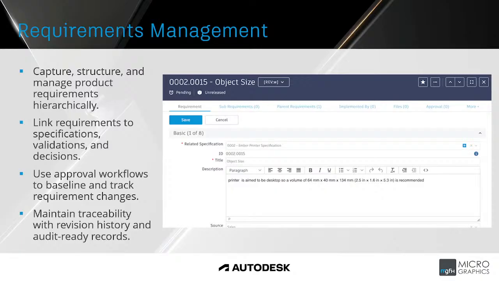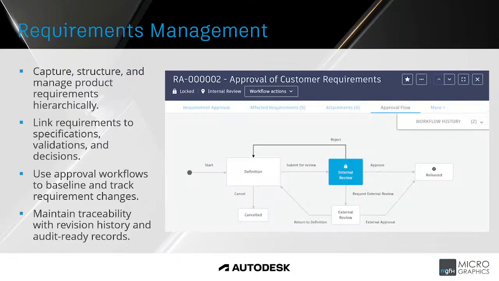Then approval workflows will allow teams to baseline requirements and track changes over time. These workflows are fully traceable, once again, with revision history and electronic signatures to support compliance and audit readiness. So here we have a look. We can see once again a flowchart showing us the definition of the requirement, internal review for that requirement, and has the product met it, and we can move on to, let's say, releasing that requirement or approving that requirement, and saying that it's a good requirement, we can keep that and work with that.